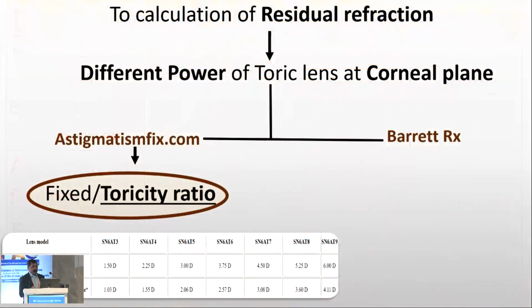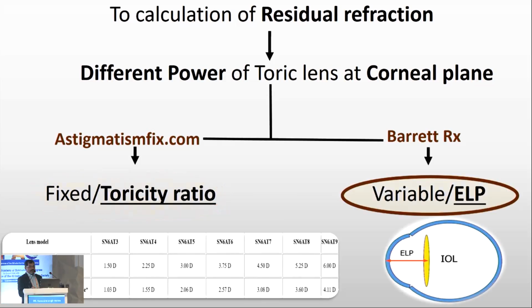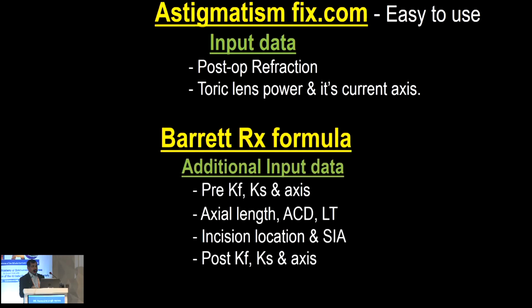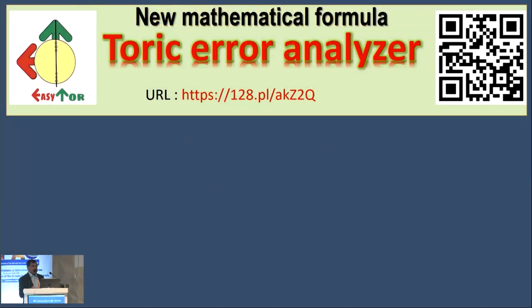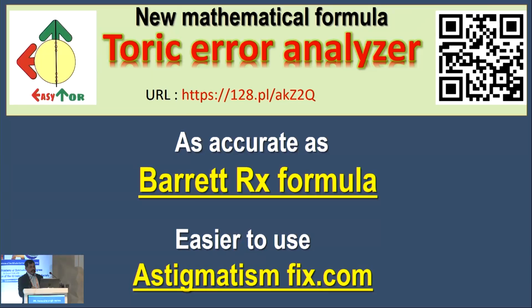This discrepancy arises because, in astigmatismfix.com, the power of the toric lens at the corneal plane is fixed based on the toricity ratio, whereas in the Barrett RX formula, it is variable based on the ELP, making it more accurate. Astigmatismfix.com requires only 2 input parameters, which makes it easy to use. However, the Barrett RX formula requires several additional inputs. We developed a new mathematical formula, the toric error analyzer, which provides realignment axis and residual refraction as accurately as the Barrett RX formula, while being easier to use than astigmatismfix.com.